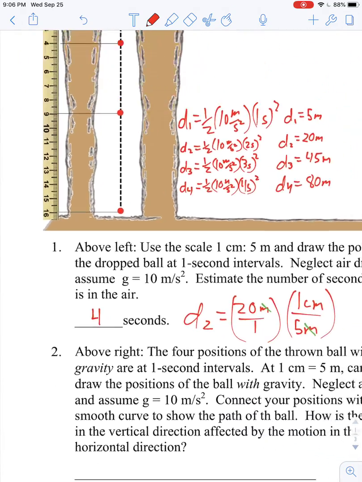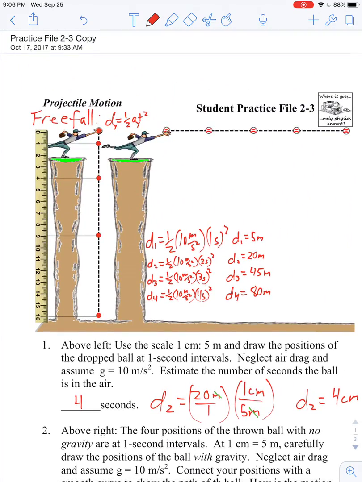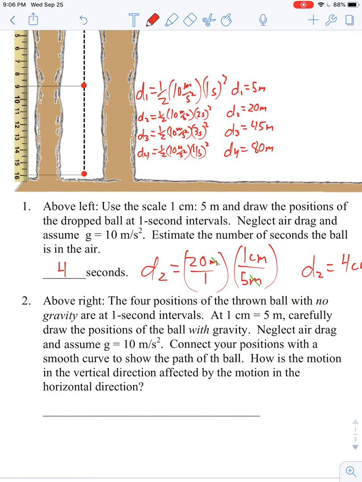Not just question 1, but this is really about projectile motion. So how do we get projectile motion? Well, that's where we need to read number 2. Number 2 reads, above right, the 4 positions of the thrown ball with no gravity are at 1 second intervals. At 1 centimeter is equal to 5 meters. Carefully draw the positions of the ball with gravity.